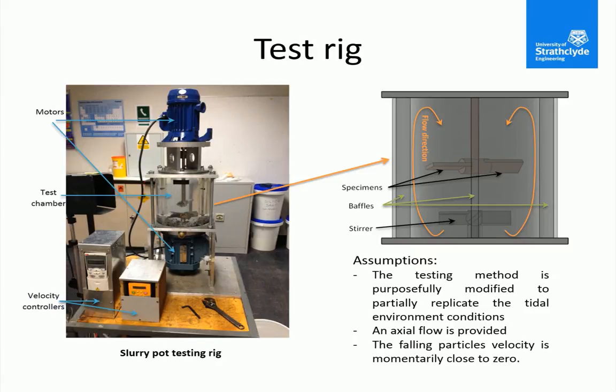This is the test rig. It's one of our test rigs for erosion corrosion. It's a slurry pot. Essentially we're rotating the specimens in a slurry of particles. We can vary the particle concentration and the impact angle of the specimens also. And we've been testing in distilled water, and we've also been testing in seawater.